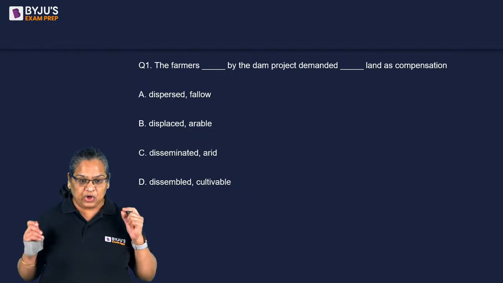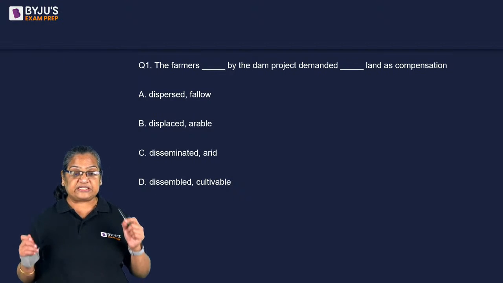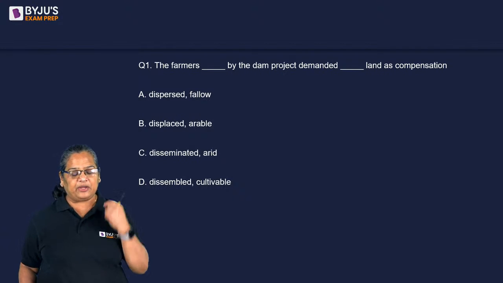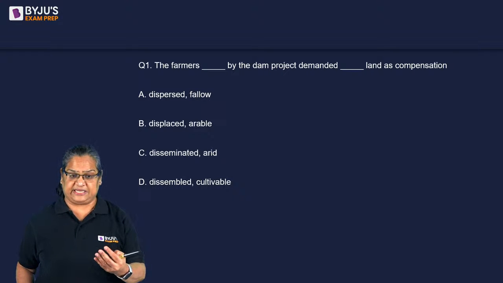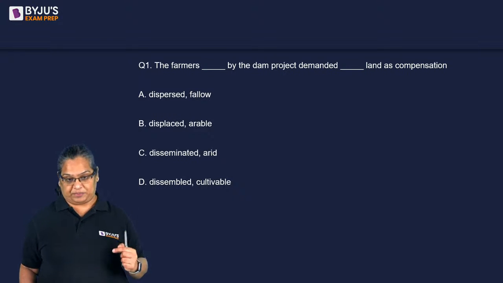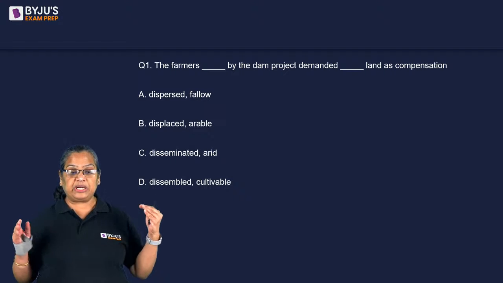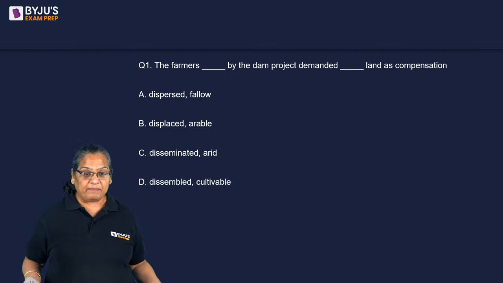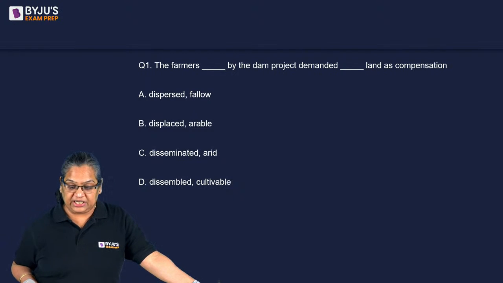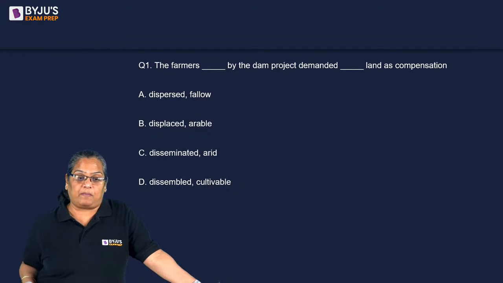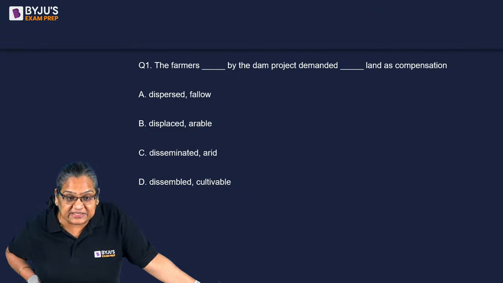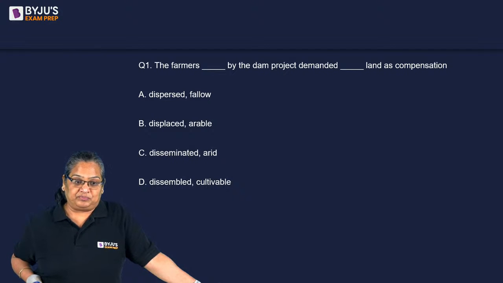Now, when you're looking at fill in the blanks, you have to first see the sentence, understand the meaning, the intended meaning. You have to look at it as if you are speaking the sentence. Then you have to look at the options which will complete the sentence most meaningfully. The farmers blank by the dam project demanded blank land as compensation. So these are farmers. There's a dam project. What happens to farmers when there is a dam project?